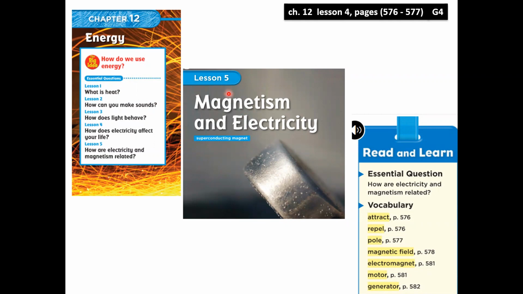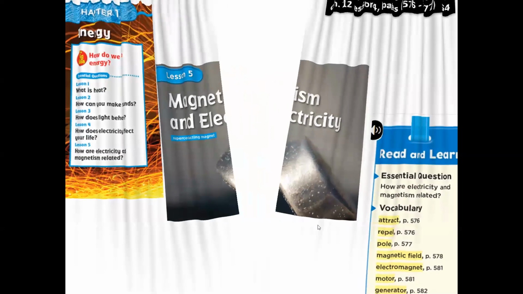Lesson number 5, magnetism, and the new lesson is Magnetism and Electricity, okay? The essential question here: how are electricity and magnetism related? There's a relationship between electricity and magnetism, okay? We will talk about two new vocabulary today. The first is attract and the second is repel, okay?